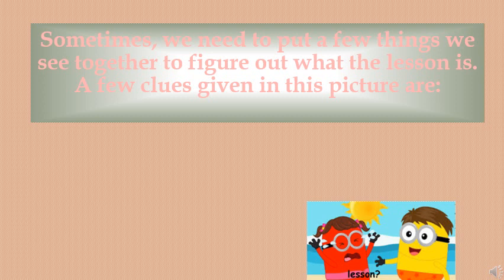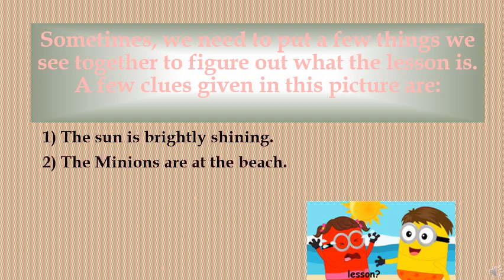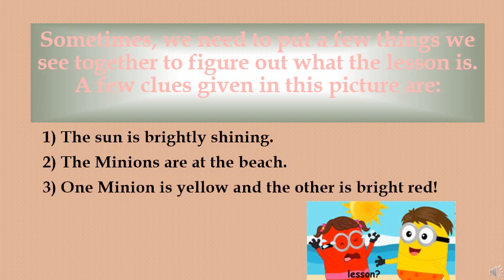A few clues given in this picture are the sun is brightly shining. The minions are at what looks like to be the beach. I see water in the background and I see sand. One minion is yellow and the other is bright red. And the one minion, the red one, is crying.